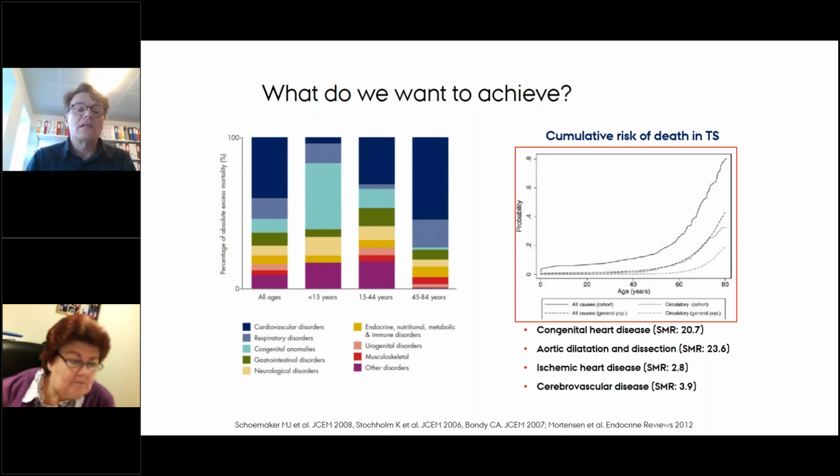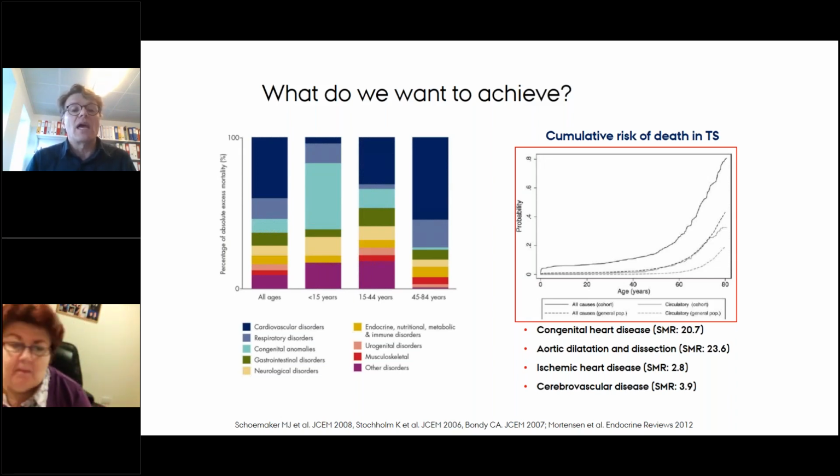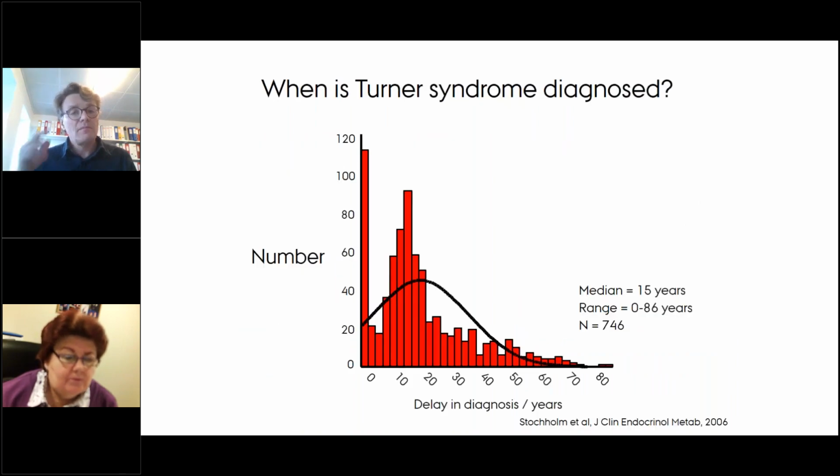Congenital heart disease leads to a number of early deaths, aortic dilatation and dissection, but also endocrine diseases and respiratory diseases and other diseases, as you can see on this slide. So this means that the morbidity in the patients that we see with Turner syndrome is something that we have to deal with in order to reduce this increased mortality.